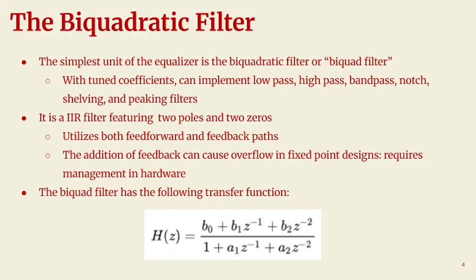The biquadratic filter is an IIR filter featuring two poles and two zeros. It is an infinite impulse response, so it utilizes both feedback and feed-forward paths. The feedback path can cause overflow in fixed point designs, and this will require management in hardware. The biquad filter has the following transfer function.